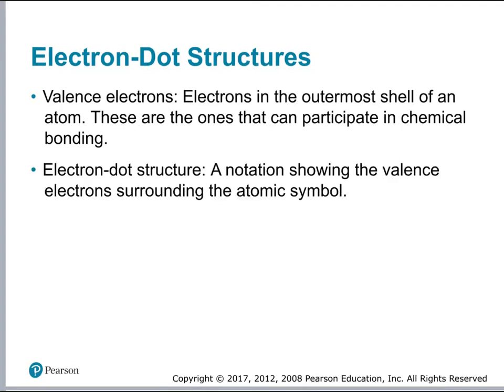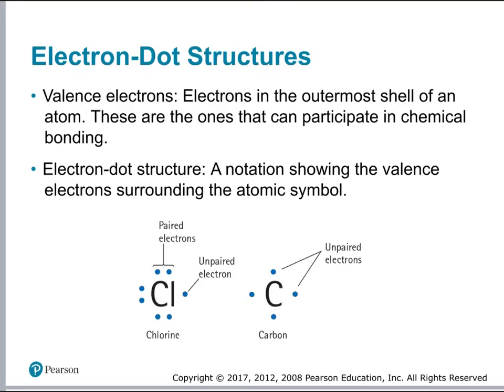Now we can use a standardized chemical notation called electron dot structure, which shows the valence electrons surrounding the atomic symbol. So here is an example of electron dot structures. We have a couple of different atoms here. We've got chlorine and we have carbon. So let's take chlorine, for example. This is the chemical symbol for chlorine, and then we see 1, 2, 3, 4, 5, 6, 7 dots surrounding chlorine, and that is showing that chlorine has 7 electrons in its valence shell.